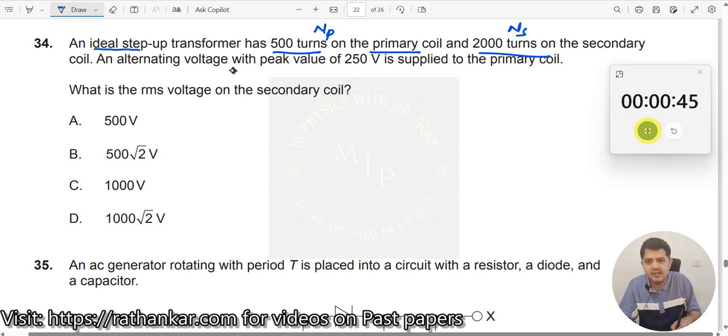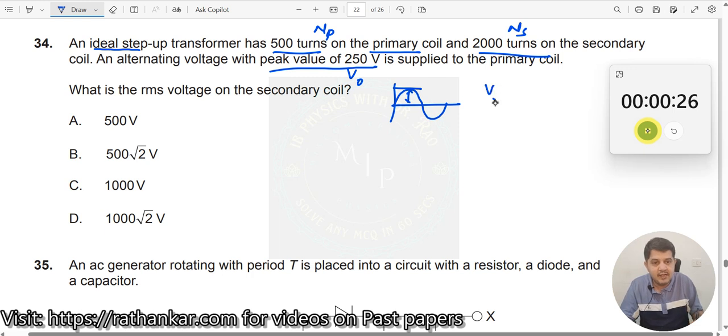An alternating current wire with peak value of 250 volts. Remember this peak value. What is peak value? When you have an AC circuit, an AC signal like this, this is your peak value. This is not your RMS value. This is not your AC voltage. So this is your V0. If I want to get the RMS value, VRMS is equal to V0 divided by root 2, which you already know. What is the RMS voltage on the secondary coil?